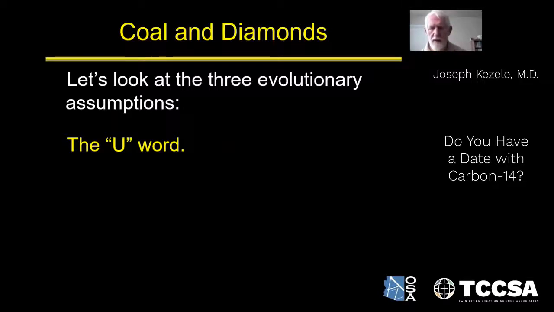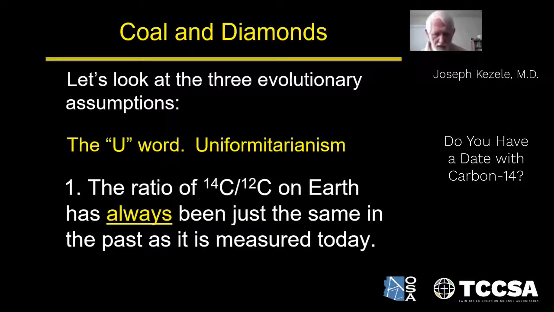I use the U word, meaning uniformitarianism. And that refers to the doctrine of evolution that all physical processes have always been occurring at the same rate at which we observe them today, in the past, without change, unvarying. That assumption is necessary for this method of dating, so that the ratio of carbon-14 to carbon-12 has always been the same in the past. And we're going to show that that's not the case.